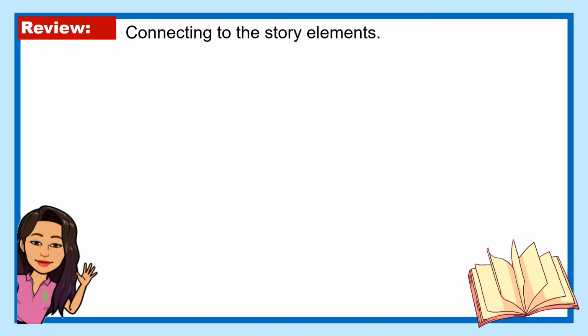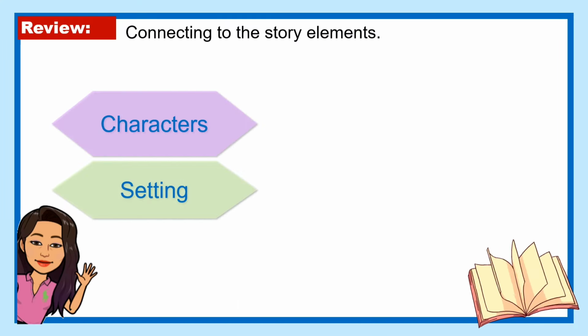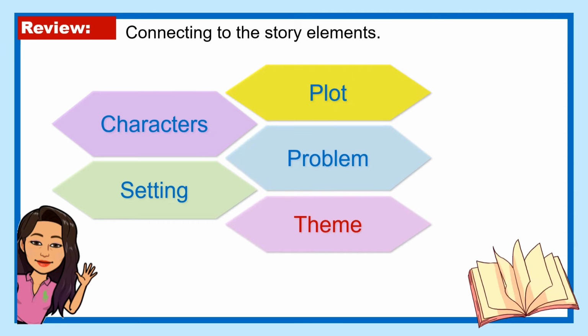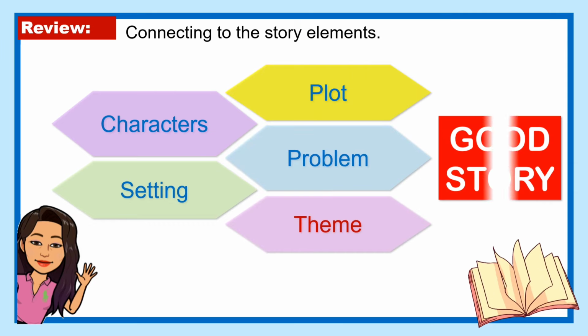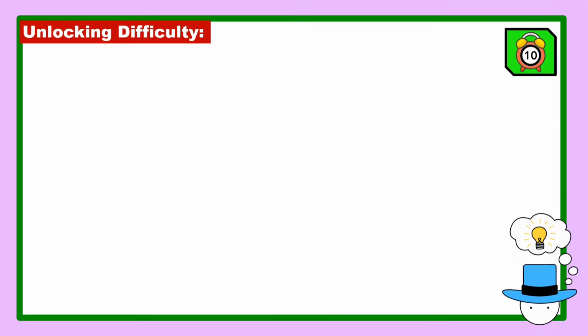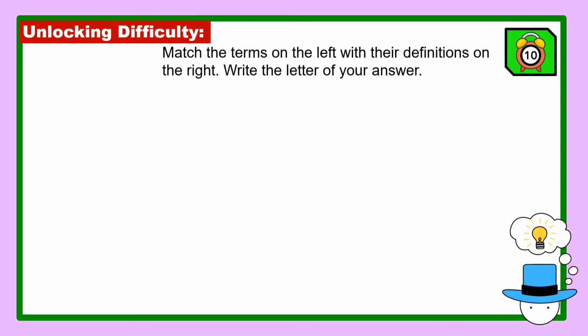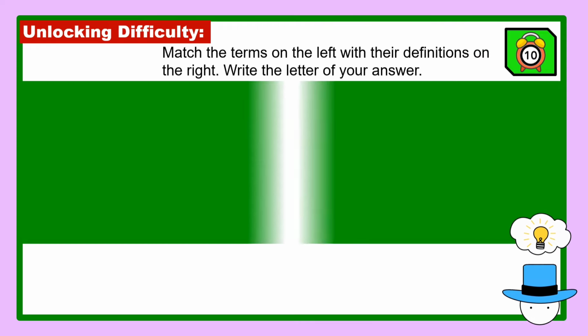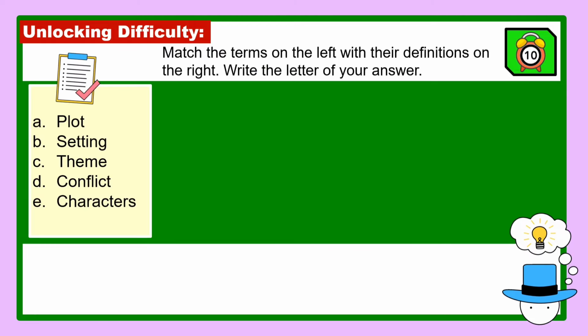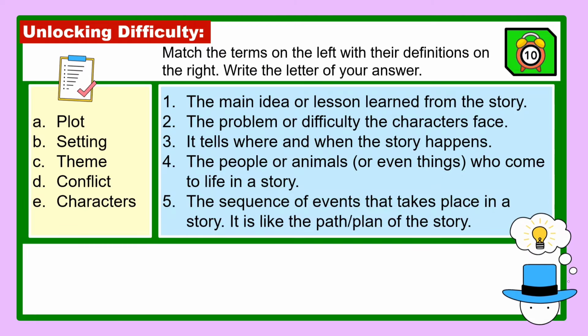Now let's move on with the story elements: characters, setting, plot, problem, and theme, and how they work together to create a complete and enjoyable story. To review these elements, please do this activity on your notebook. Match the terms on the left with their definitions on the right and write the letter of your answer. We will check your answer after the beep.